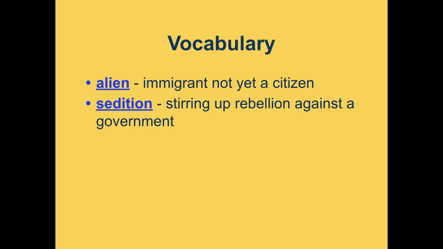So alien is an immigrant that's not a citizen, and you don't have to be a citizen to live in America. You just have to have permission. So when you see on TV they talk about illegal immigrants, the ones that are coming across the border without permission, they can be removed. The Alien Act allows that. They're not here with permission. They can be kicked out. And then sedition is stirring up rebellion against the government. So those are the two vocab terms.